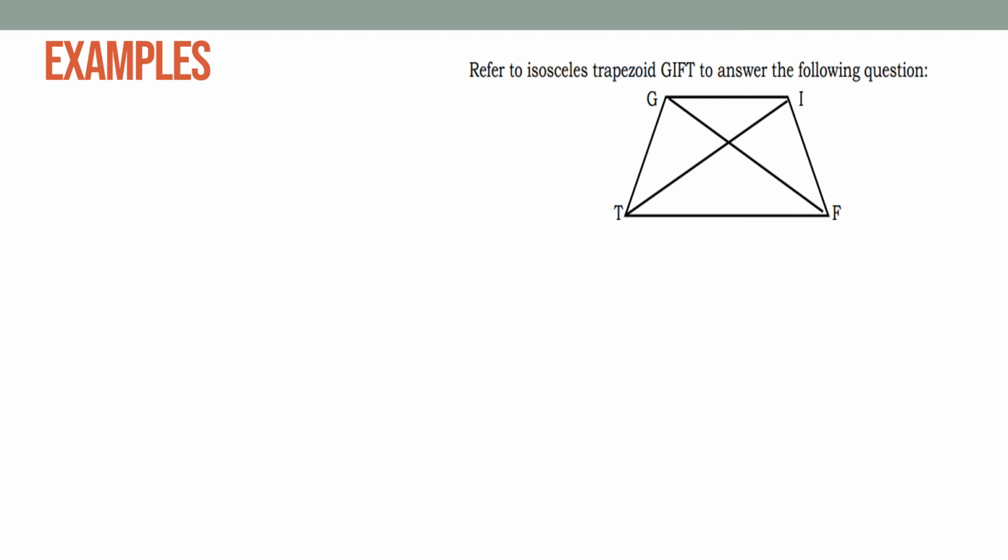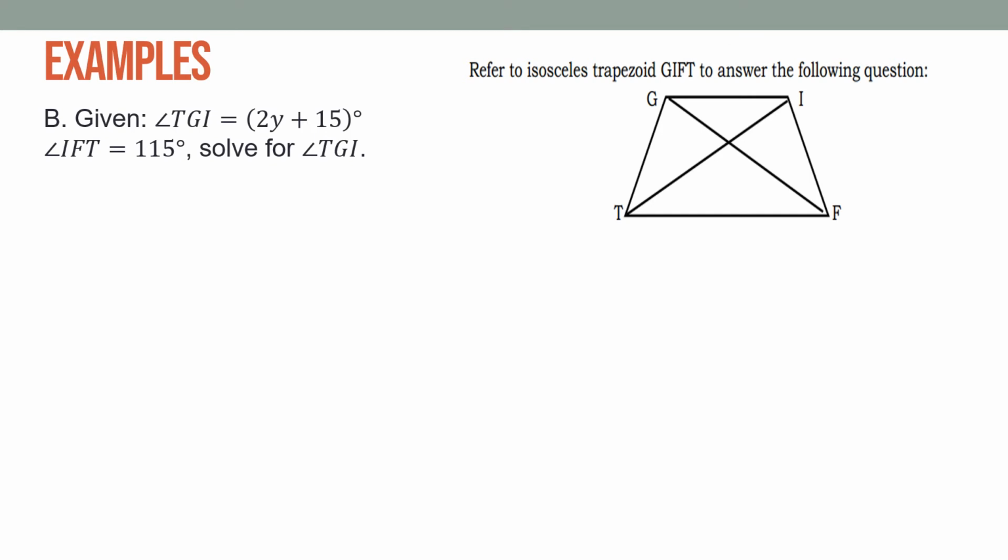Let us have another example using the same isosceles trapezoid, GIFT. Given angle TGI is equal to (2y + 15) degrees, and the measure of angle IFT is equal to 115 degrees. Solve for the measure of angle TGI. Remember that the opposite angles of an isosceles trapezoid are supplementary. Again, opposite angles of an isosceles trapezoid are supplementary. This will be the property for this example.